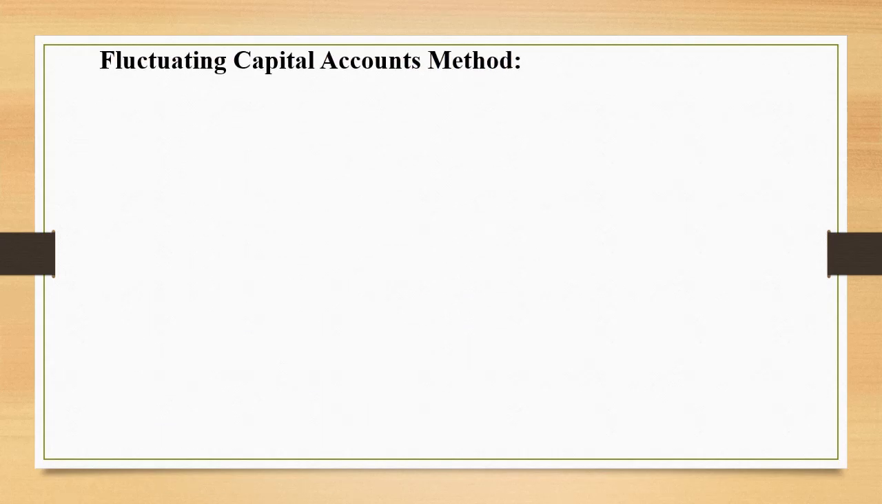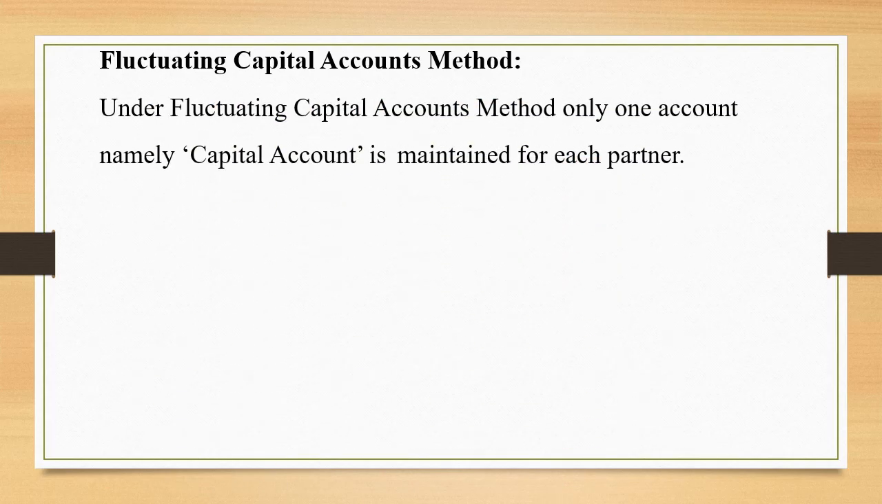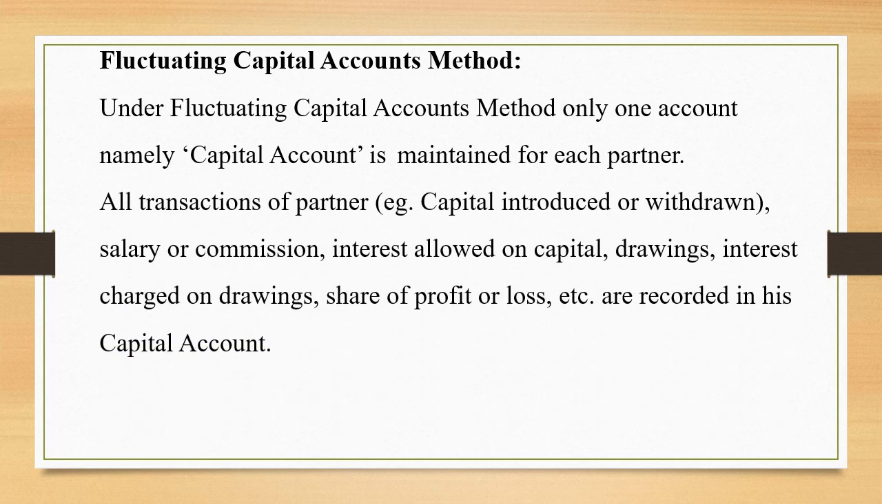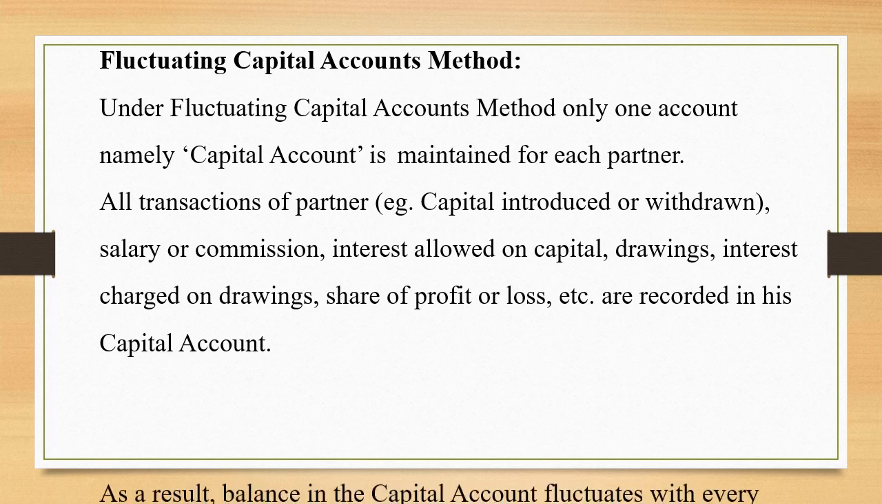Fluctuating capital account method. This is the second method of maintaining the capital account. Under fluctuating capital account method, only one account, that is capital account, is maintained for each partner. Everything, including the capital and the adjustments, will be recorded in this account only. All transactions of partner, for example, capital introduced or withdrawn, salary or commission, interest allowed on capital, drawings, interest on drawings, share of profit or loss, etc. are recorded in his capital account.